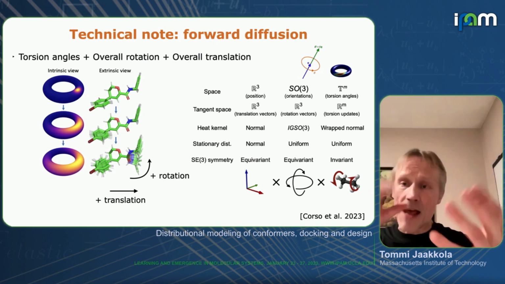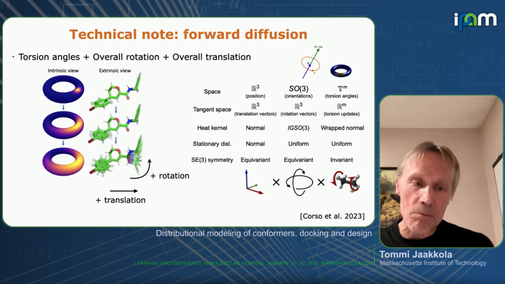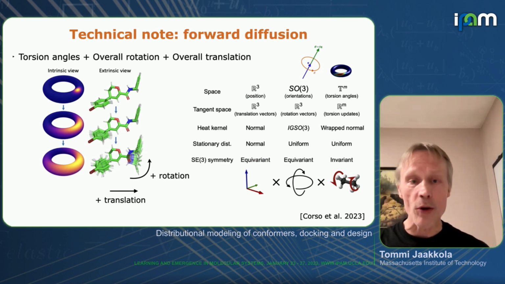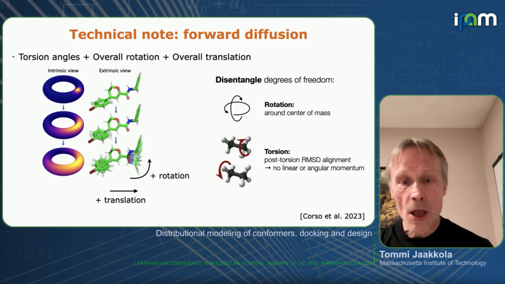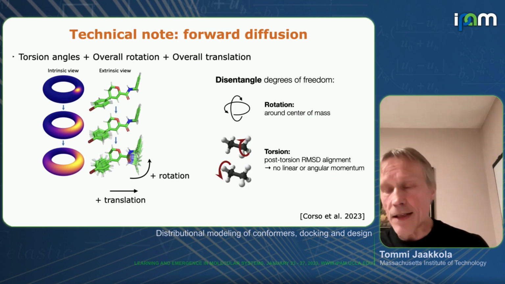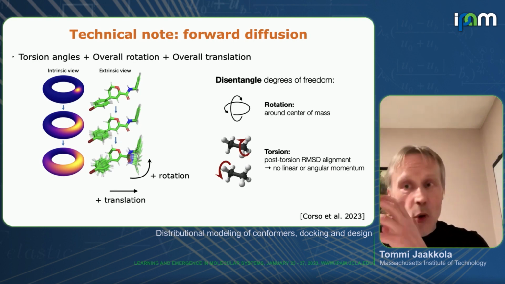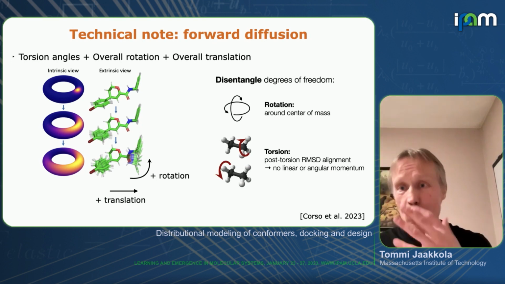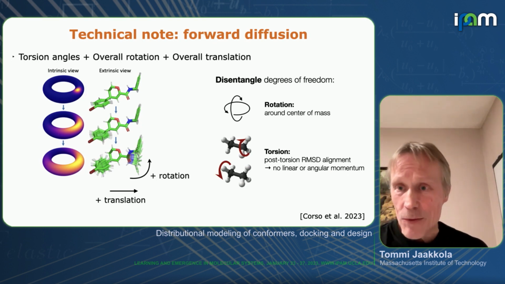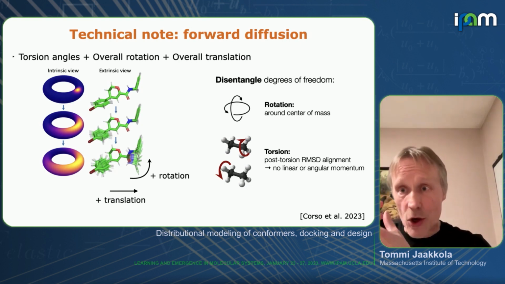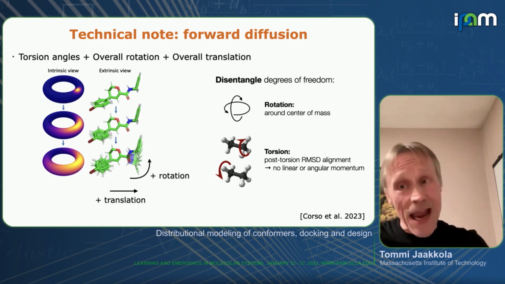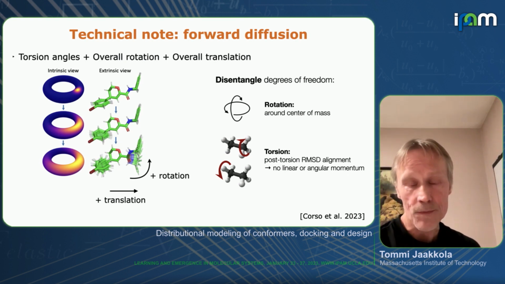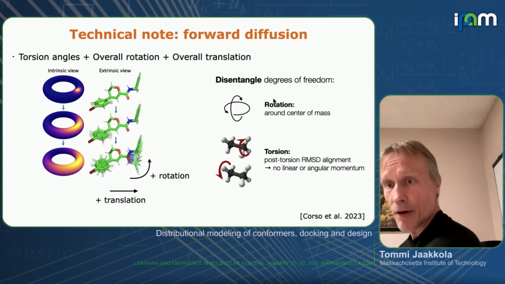So how I'm going to detach, and then I'm going to learn a denoising model to generate the actual binding pose sample. All right, so there's one complication here: as I change the torsion angles, I'm also changing the rotation a little bit, maybe the translation a little bit. So I would want to disentangle these degrees of freedom. And we do that by aligning, after changing the torsion angles, we align the molecule back as best as possible to remove any linear or angular momentum from the torsion angle change, so as to disentangle these degrees of freedom. And the rotation is always around the center of mass of the ligand.